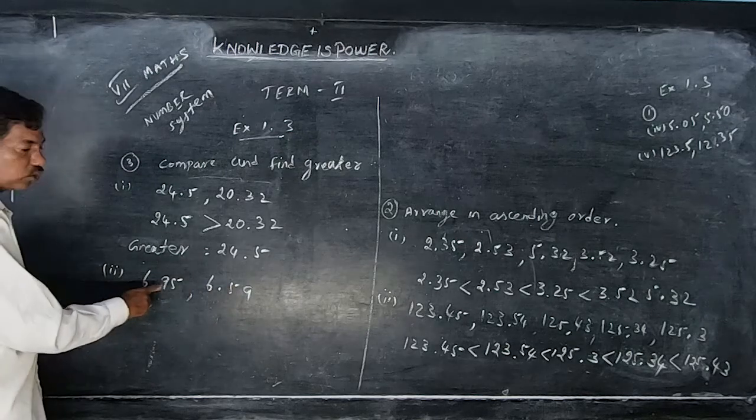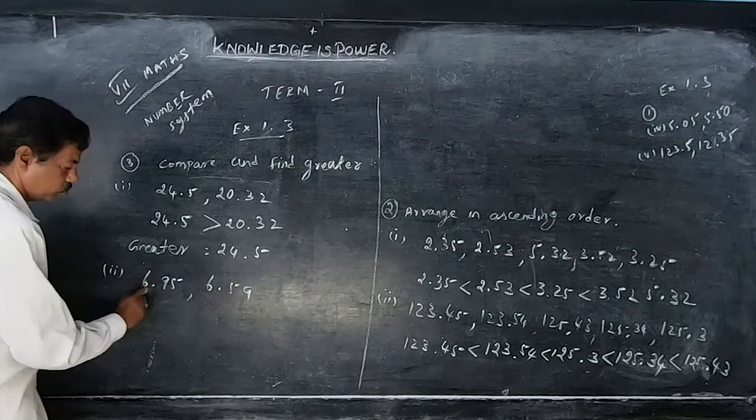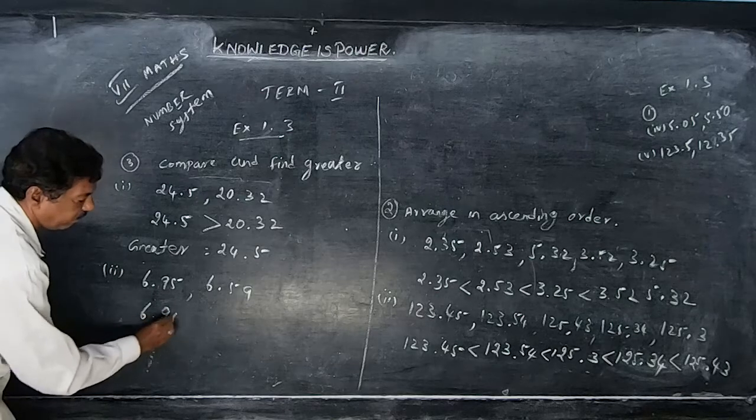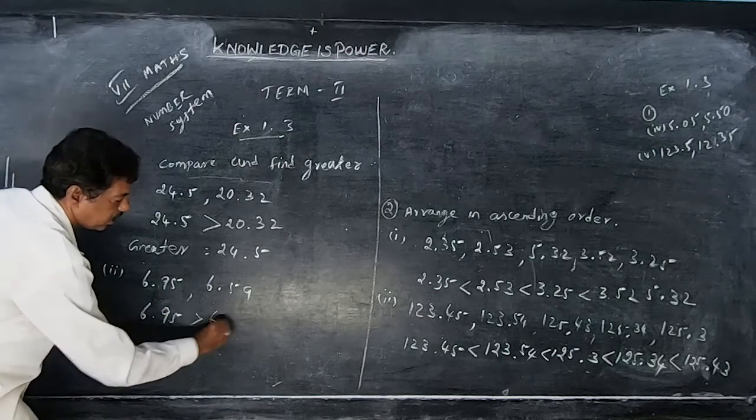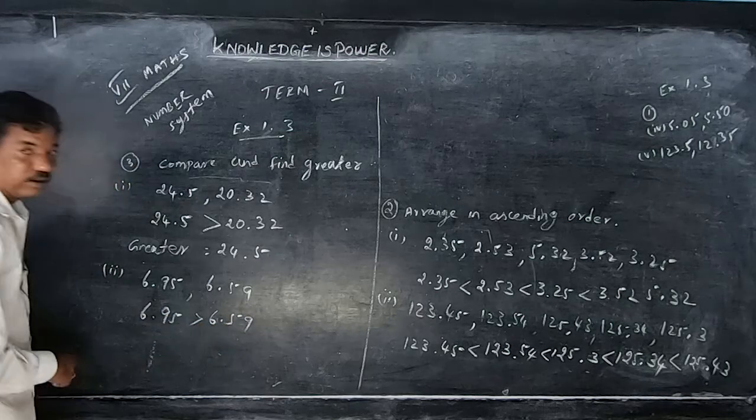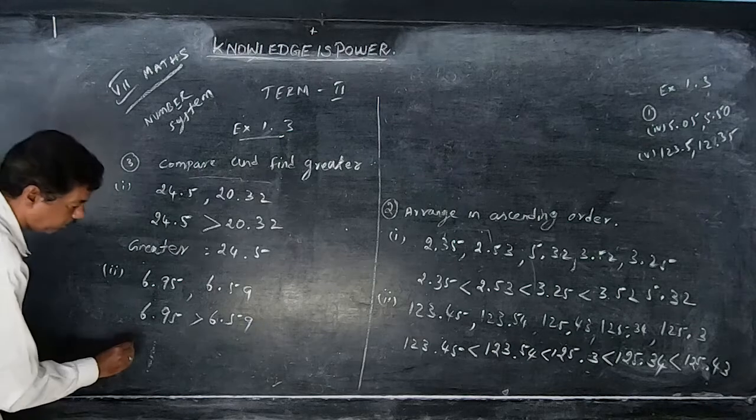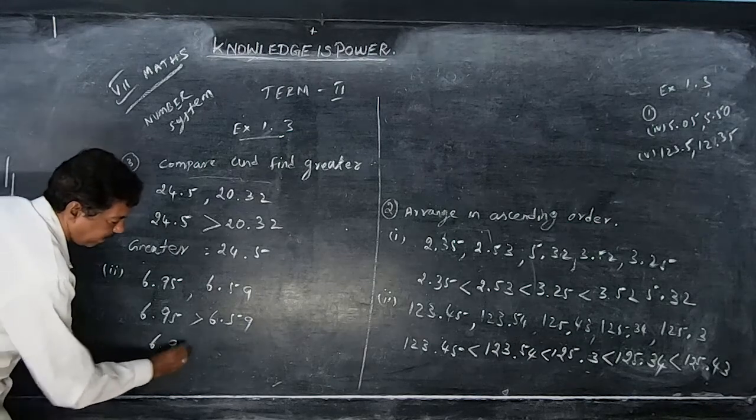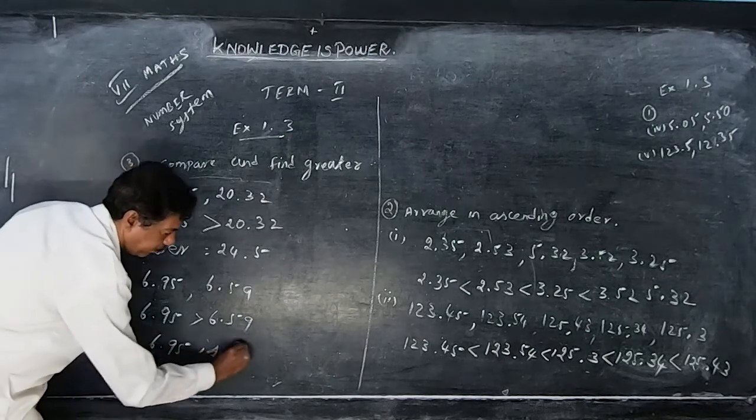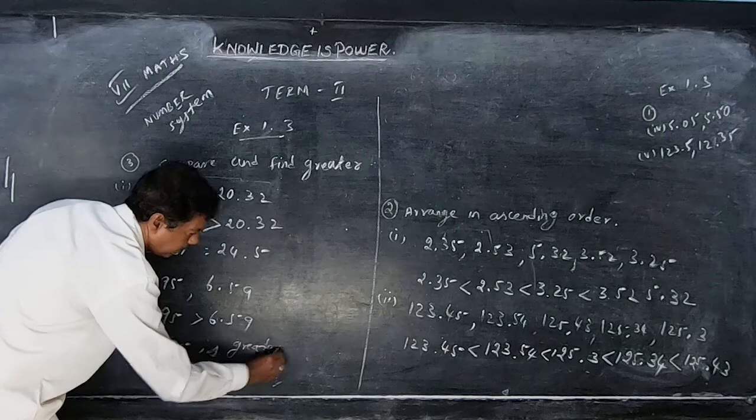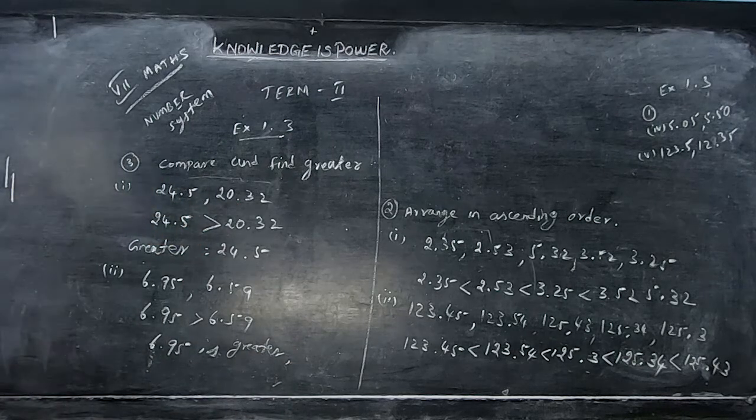9 is greatest when compared to that 5. So 6.95 is greater than 6.59. It is clear now. Therefore 6.95 is greater. Okay, can you follow that?